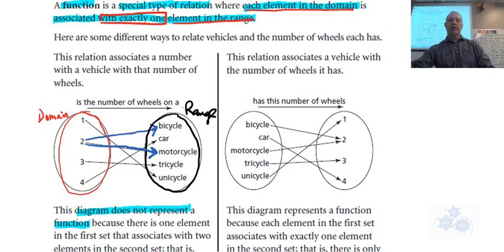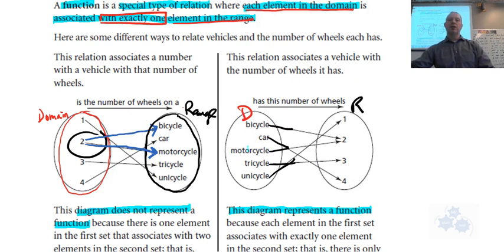Now, if we did this in the exact opposite order, okay, same thing, but we use this as the domain and this as the range over here, the numbers, then a bicycle has 2, a car has 4, a motorcycle has 2, a tricycle has 3, and a unicycle has 1. So notice that there's only one arrow coming from each element in the domain. One arrow. Over here there were 2 arrows coming from one of them, right? And so this one is a function. This represents a function, because there's only one arrow coming from each. Okay. So that's what a function is.